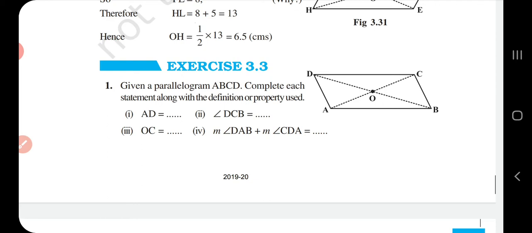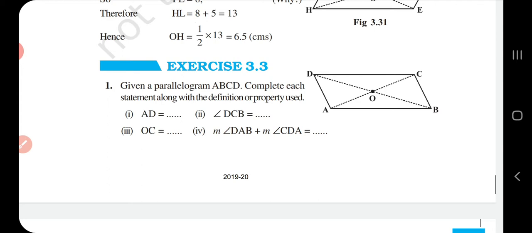Okay. Now we have done exercise 3.3 question number 4, and we know about quadrilateral. In this chapter we are learning about quadrilateral. What is a quadrilateral? A four-sided closed figure is called a quadrilateral. What are the types of quadrilateral? They are parallelogram, trapezium, rhombus, rectangle, square, and kite. We have learned these types of quadrilateral, and we have learned about the properties of quadrilateral.